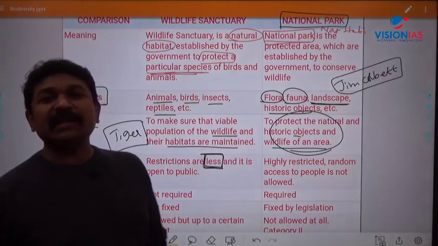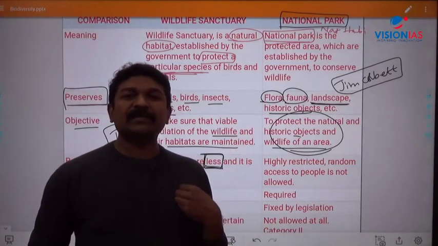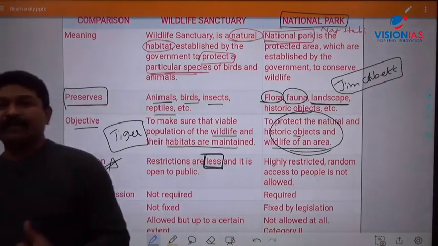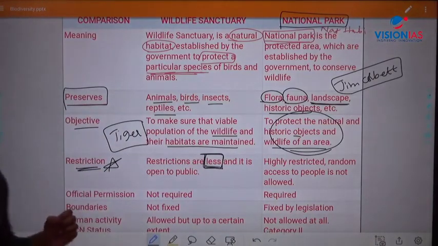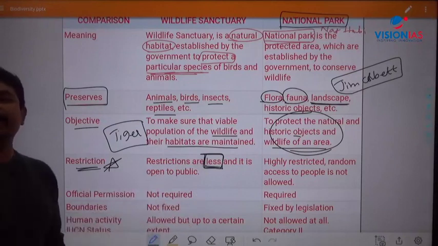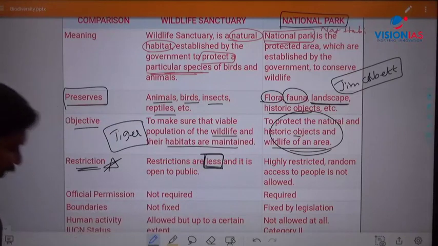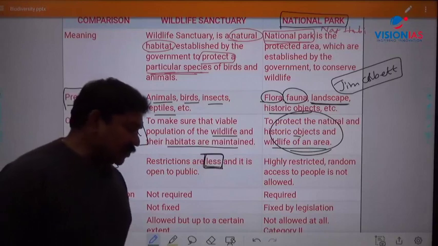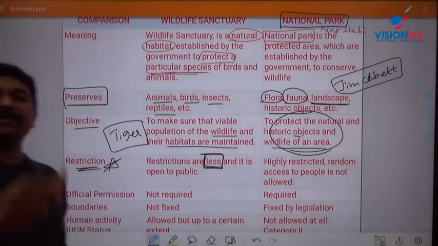Why is the restriction less? What is the concept of a wildlife sanctuary? Just to protect the wildlife, whatever wildlife is mentioned in the objective of the sanctuary. When the government announces an area as a wildlife sanctuary, it mentions which animals need to be taken care of.